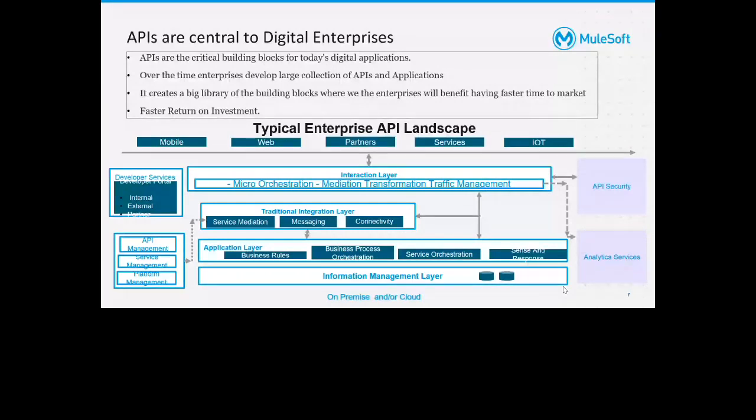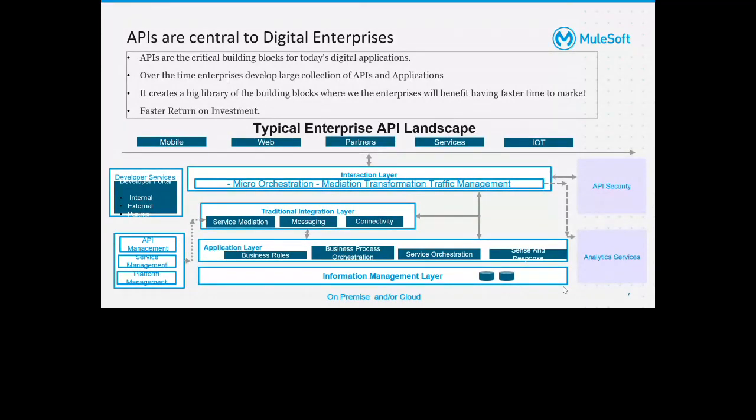Your application layer will have business rules, business process orchestration, service orchestration, and sense and respond. It is supported by your transformation layer, where you can do your service mediation and go with messaging patterns, basically how you connect and what you do. In your interaction layer, it's more of micro orchestration, mediation, transformation, and how you manage the traffic: who you allow into your landscape and who you don't allow into your landscape.